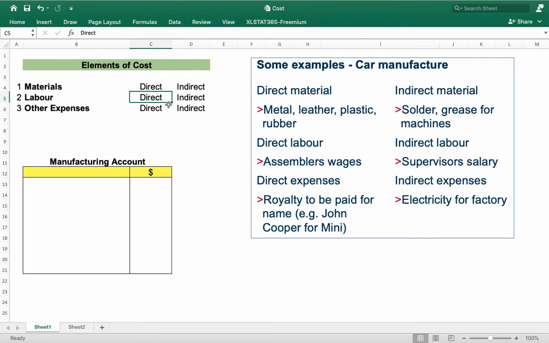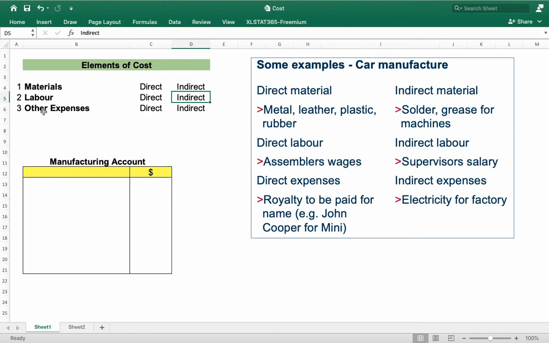Agree? So the people who are doing the production process, who are involved in production activity, whatever you pay to them is called direct labor. But the people who are not doing any production work, but are indirectly helping in the business, that is called indirect labor. The example is given in the PPT also.